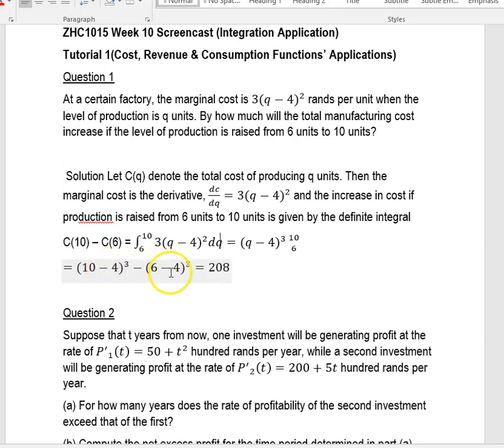Now remember that this is a definite integral, so we need to have a value. But if you look at it, this is your total cost function. The total cost function is (Q - 4)^3. And then the value of total cost from 6 units to 10 units is 280 rand. Now let's look at example 2.